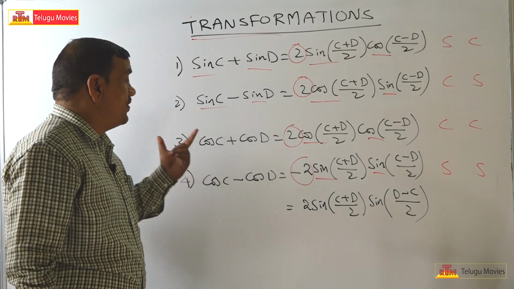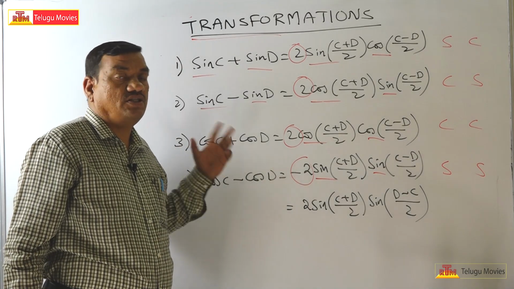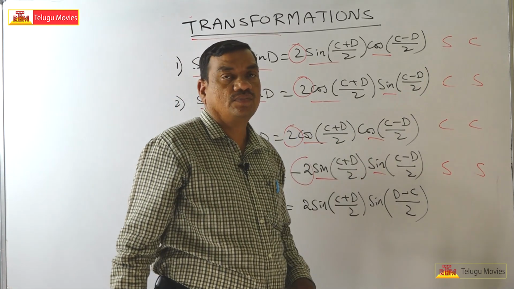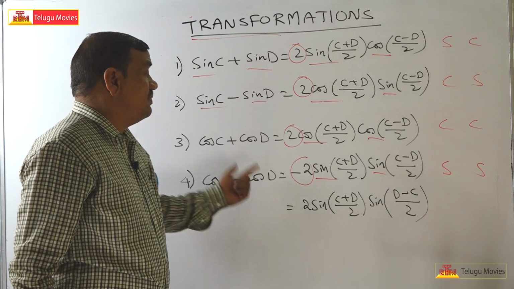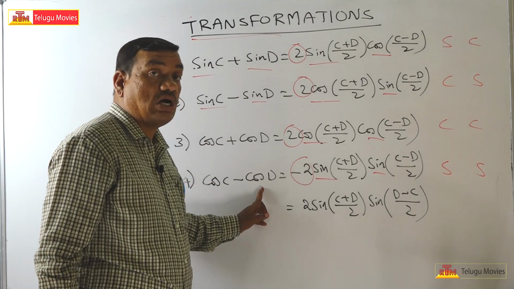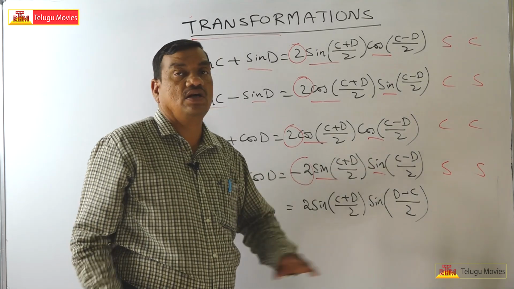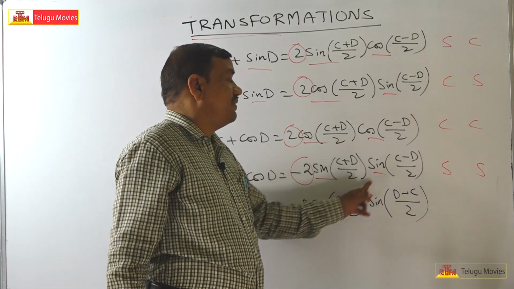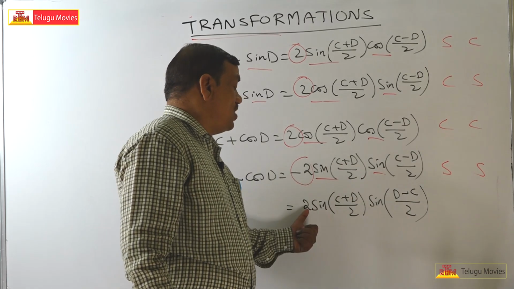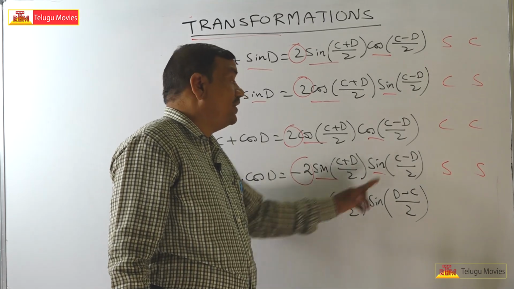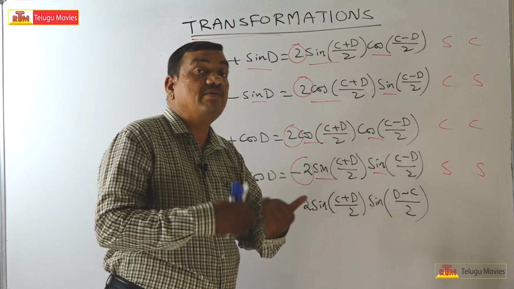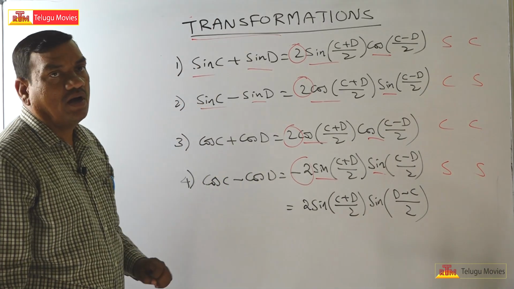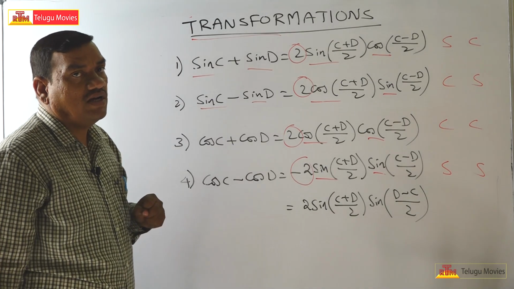formulas. Okay. So whenever you get cos C plus cos D, it means both cos will come. Cos C minus cos D means both sines will come. Of course, minus 2 will be there, with C plus D by 2 and C minus D by 2. If you want to avoid the minus sign, C minus D by 2 becomes D minus C by 2. Okay, so this is the setup framework of that formula.